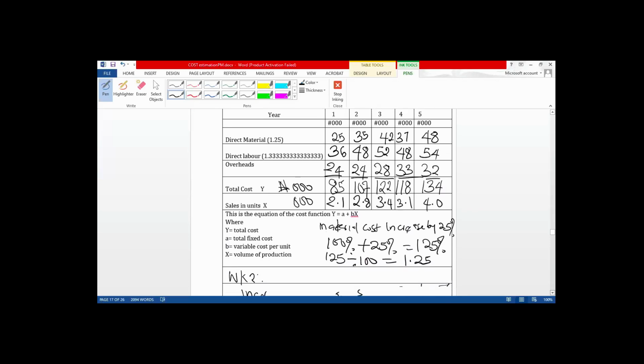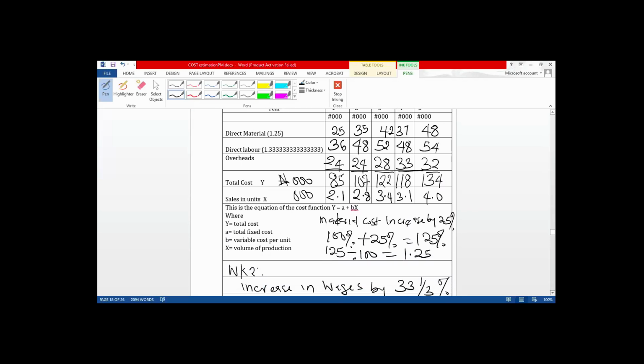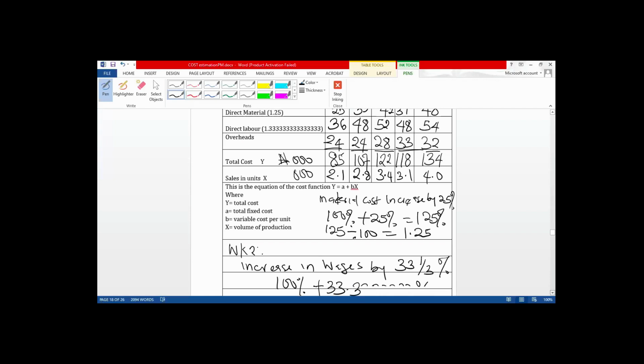We now come to the equation. The cost equation, if you remember, is y = a + bx. Where y represents total cost, small letter a represents total fixed cost, small letter b represents variable cost per unit, and letter x represents volume. We can now go to the next working.